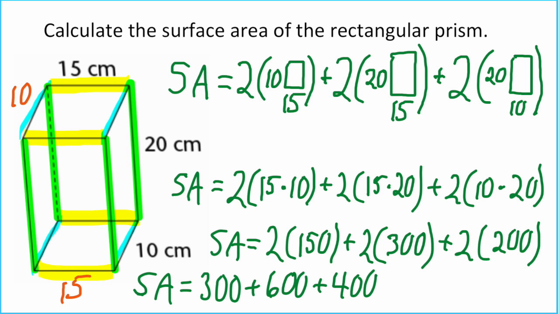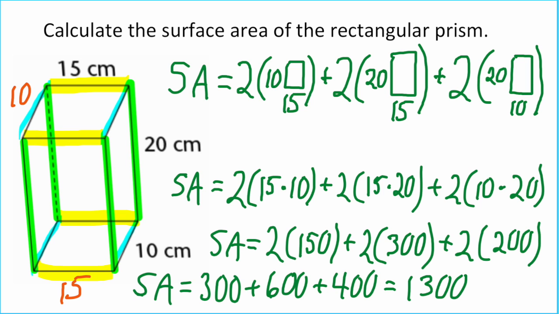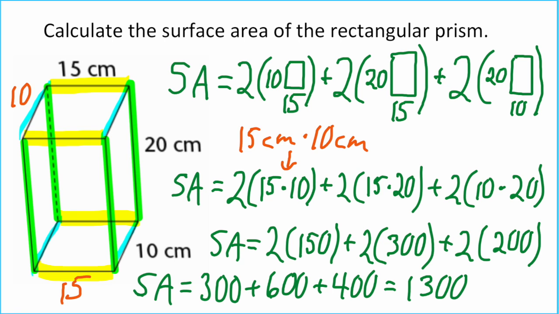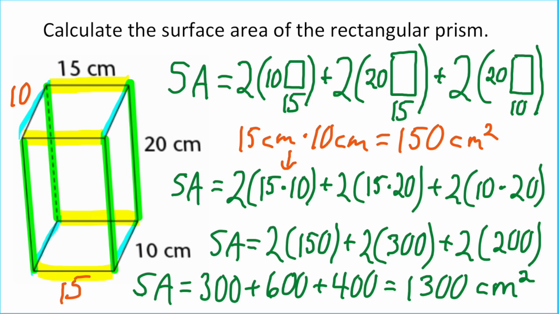and our final answer is going to be 1300. Now, what kind of units are we going to use for surface area? Let's take a look at our first formula, which was 15 by 10. Technically, that's 15 centimeters by 10 centimeters. And when you multiply centimeters times centimeters, you get centimeters squared. So when we do surface area, our final answer will be in square units. So this would be 1300 square centimeters.